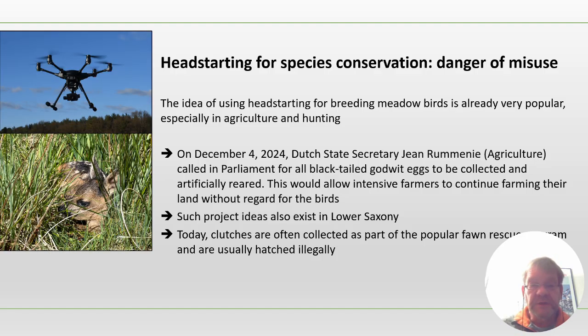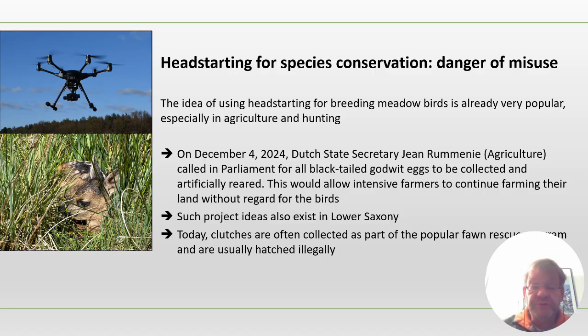We learned within the last 2 years that the idea of headstarting for protecting meadow birds is at the moment quite popular in public discussions, especially in agriculture and in hunting. As one example, the Dutch State Secretary Jean Rummenie from the Ministry of Agriculture called in the Dutch Parliament for a large black-tailed godwit project, where the eggs should be collected and artificially reared. This would, of course, allow the intensive farmers to continue farming on the ground with regard to the birds. This, from my point of view, is a clear misuse of the method of headstarting.